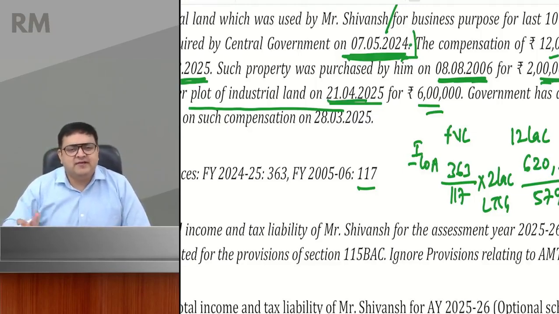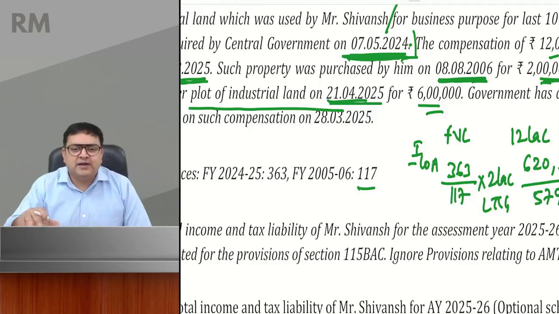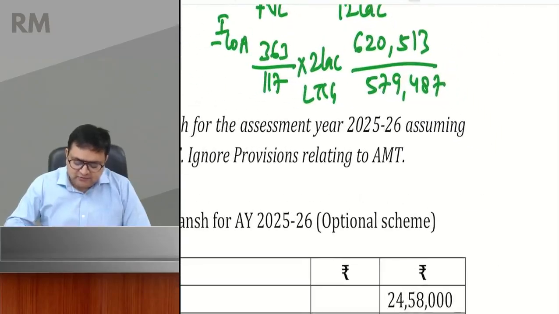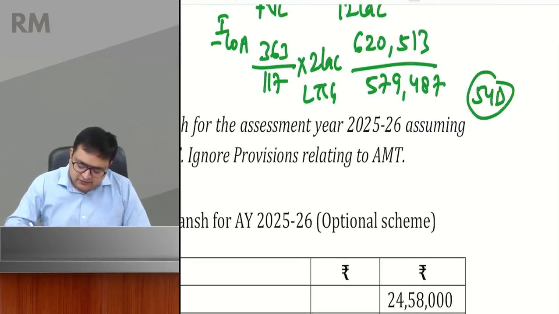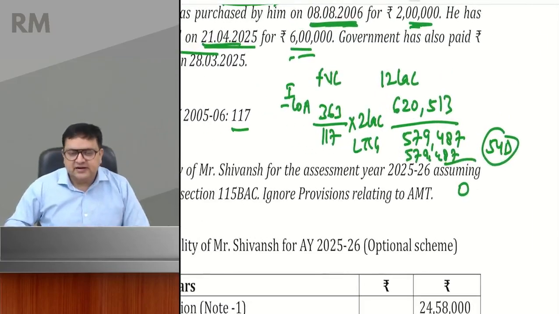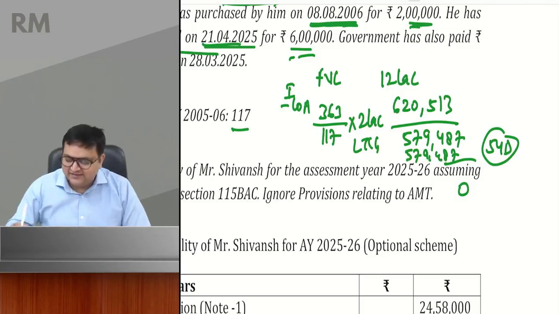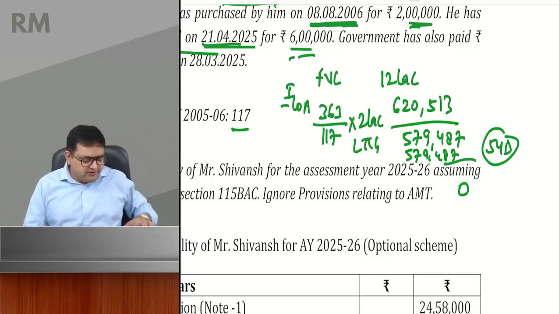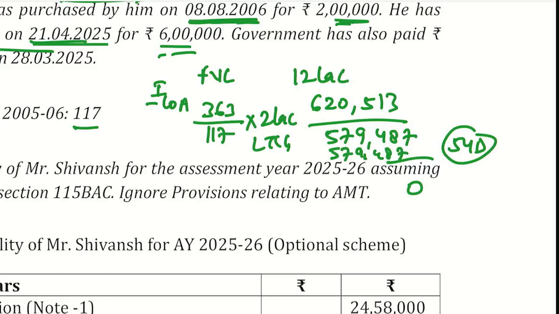And 54D exemption is very, very easy. Same as 54: amount invested or your capital gain, whichever is lower. The amount invested is 6 lakh, capital gain is this, so obviously I'll get 54D over here. I'm writing 54D here: 6 lakh or 5,79,487. So your capital gain will become 0, guys. Everybody, have you written this? Please write it quite neatly. So long-term capital gain is 0 here. All okay with it? Let me know if you have written this.